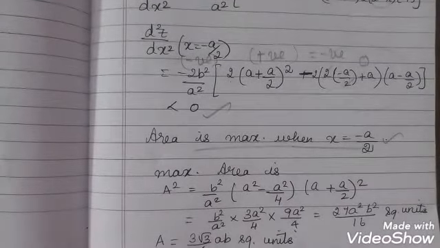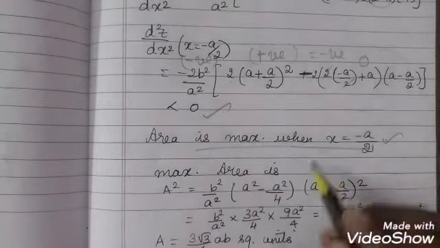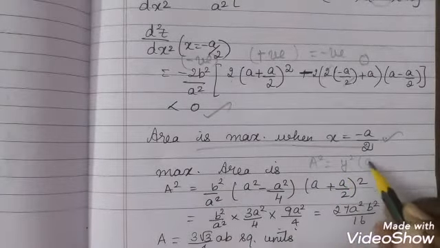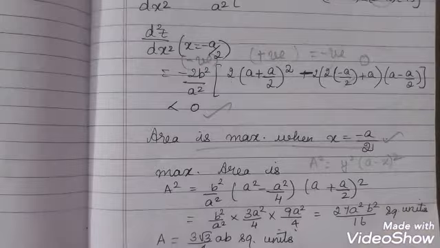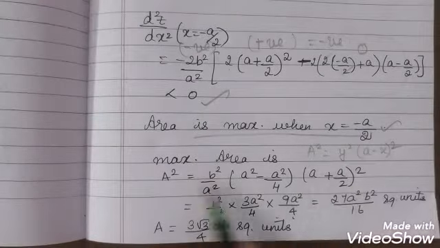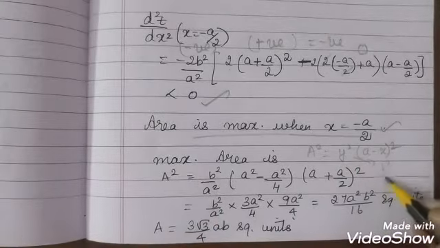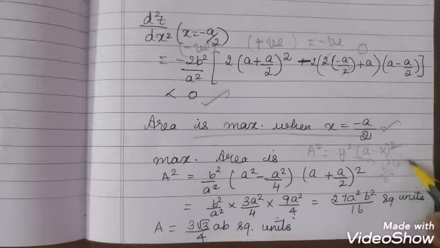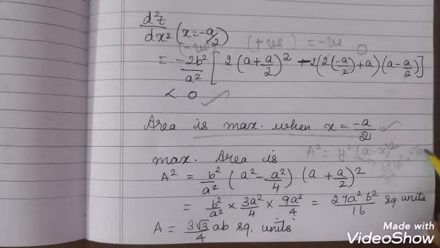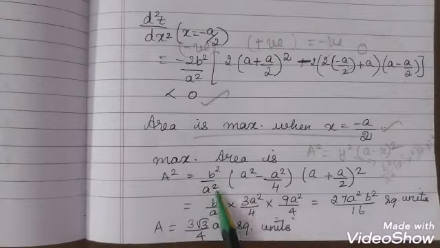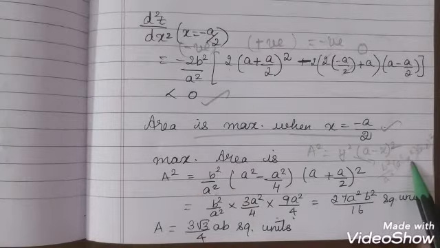So what is your maximum area? So area, you know what's the formula? A squared is equal to y squared into a minus x the whole squared. In the beginning we got this relation. So here it's nothing but b squared by a squared. So this only we wrote as b squared by a squared into a squared minus x squared into a minus x the whole squared. So here I have written it as b squared by a squared into a squared minus x squared.